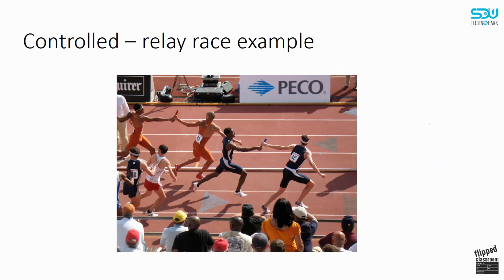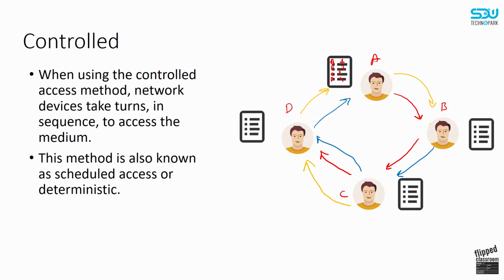and controlled access method of controlling the media access can be compared with the relay race example, where the athletes are running from one team. Only one athlete can run, and the token in the hand of the person just gives the right to run. So when one athlete comes to the end of the circle, another one takes the token and starts to run. So an example of control is the relay race.